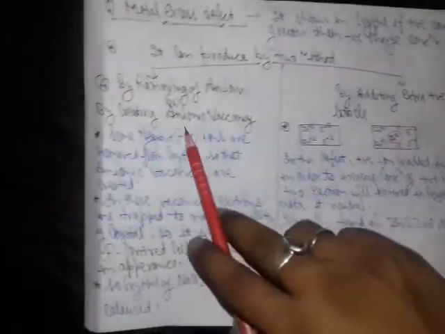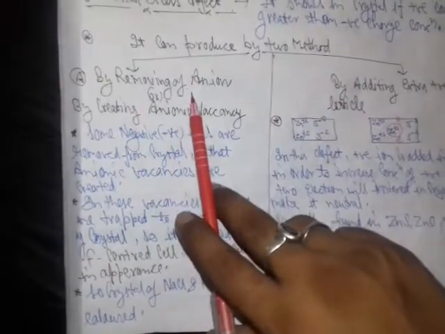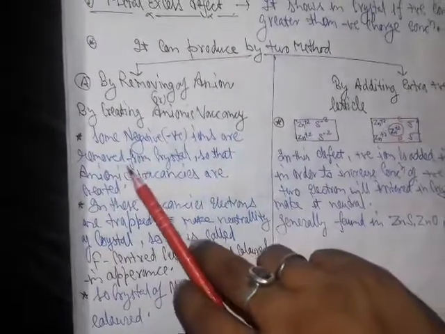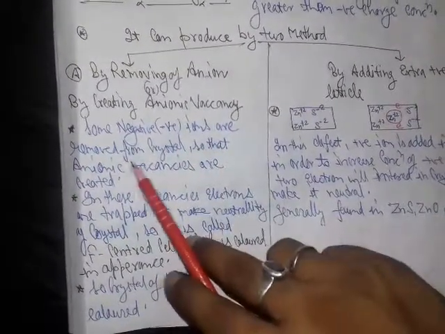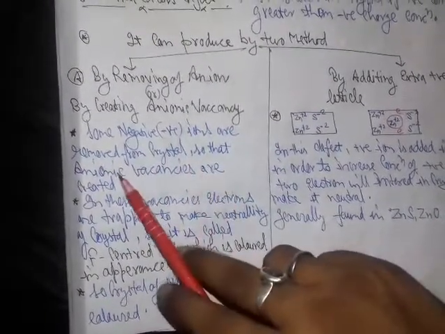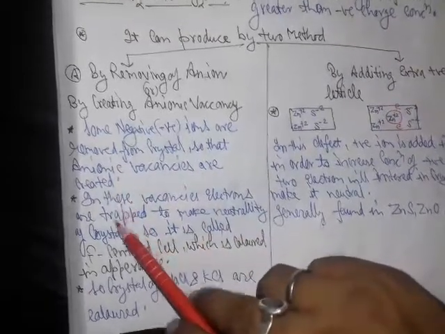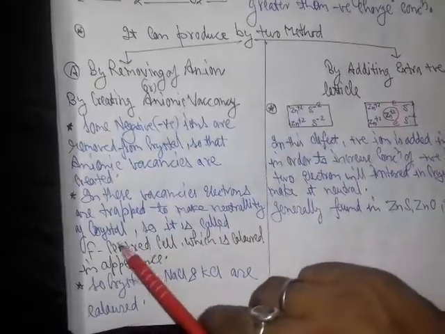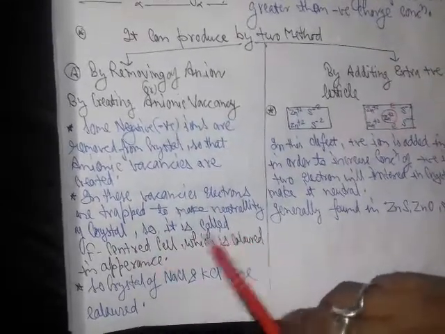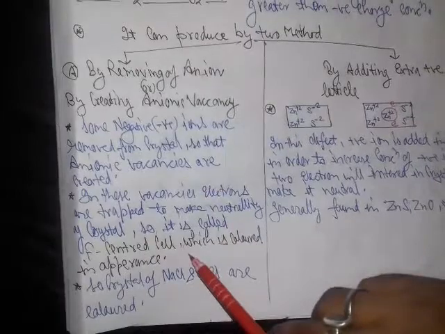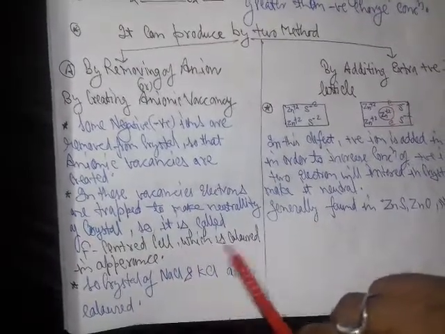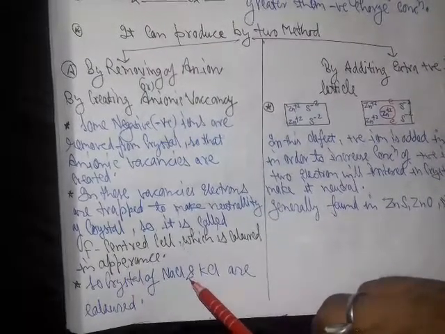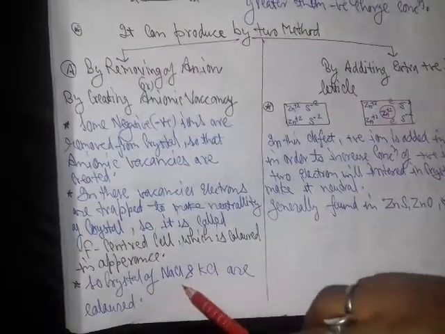First we are talking about the point of removing an anion or creating anionic vacancies. Some negative ions are removed from the crystal so that anionic vacancies are created. In these vacancies, electrons are trapped to maintain the neutrality of the crystal. So this type of site is known as an F-centre, from Farbe-centre, which is colored in appearance. So the crystals of sodium chloride and potassium chloride are colored.